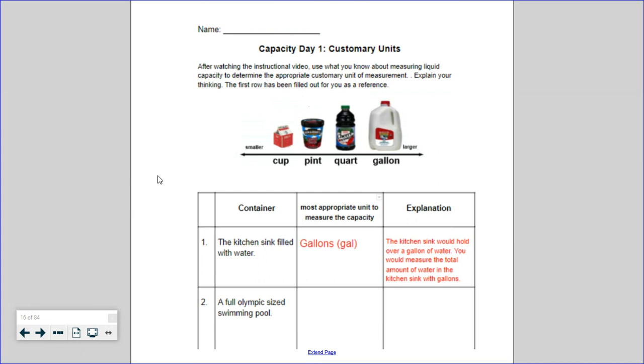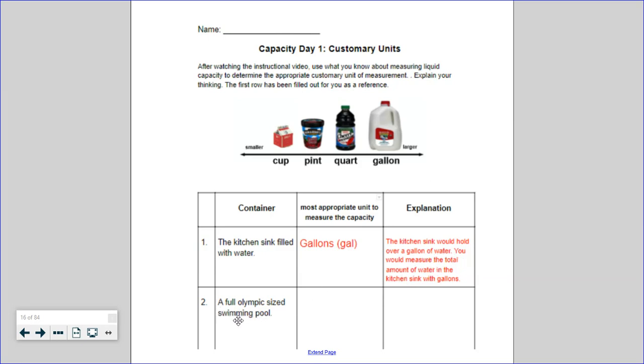So, your job today is going to be to decide which of these units would be the best to be used to measure different things. You're going to write in the box which unit you would use and then why. So, for example, number one has been done for you. It says the kitchen sink filled with water. The most appropriate unit would definitely be gallons. Why? Because the kitchen sink would hold over a gallon of water. It holds a lot of water, and so you would measure it with gallons.